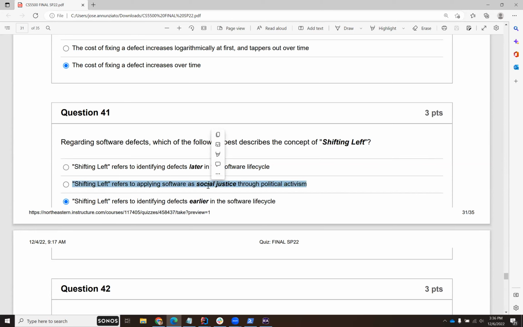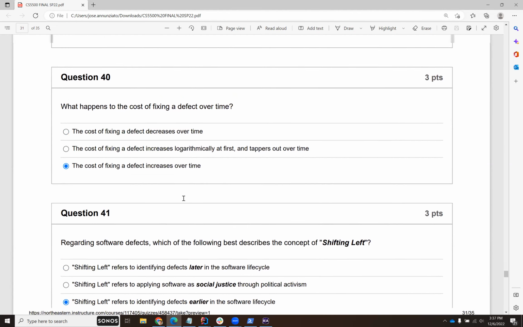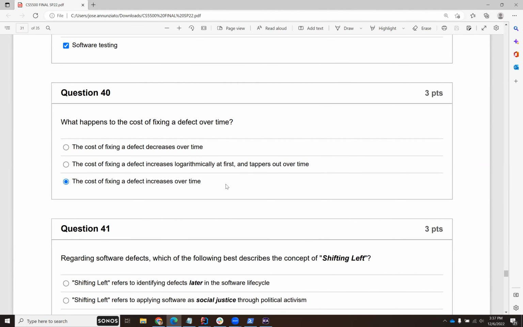So it's not a political left or right, like in the political sense, or social justice or whatever. It doesn't mean later; it's earlier, right? Earlier in the software cycle. So this is kind of asking the same thing, but in a different way. And again, it's referring to what happens to the cost. What are the impacts of waiting to identify the defect, rather than identifying it early on? The longer it takes, the more expensive it will be.